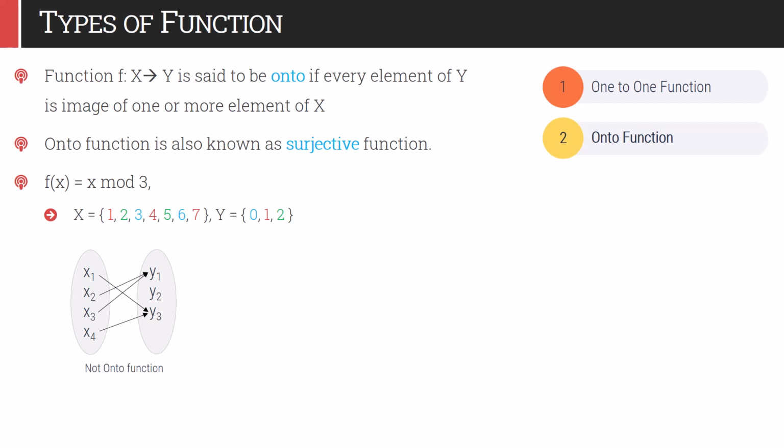This is a function, but it is not an onto function because y2 is not mapped with any element of x. It is not connected. This is an onto function because all three elements y1, y2 and y3 are connected with some of the elements in x. Now y3 is connected with multiple elements. That is allowed. That is okay. For an onto function, there is no such condition that it should be connected with only one. The only condition is that all y should be connected with some x.